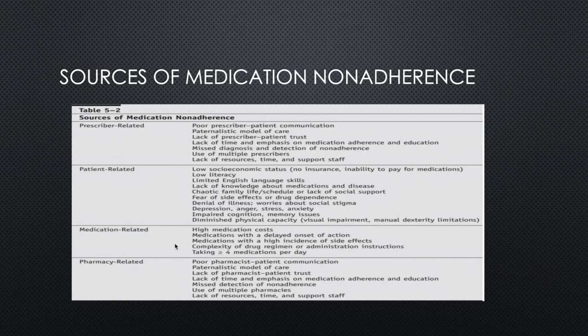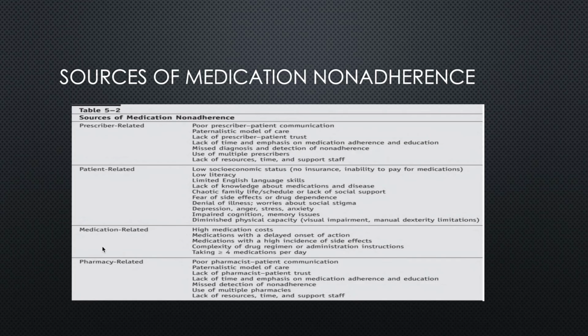The complexity of drug regimens or administration instructions. Typically, this will be an issue with patients with chronic illnesses, because patients who have chronic illnesses just have more complex long-term medication regimens. Taking greater than or equal to 4 medications per day. The more medications a patient has to take, the harder the time they're going to have sticking to the medications, because there's just so many medications that they have to remember.